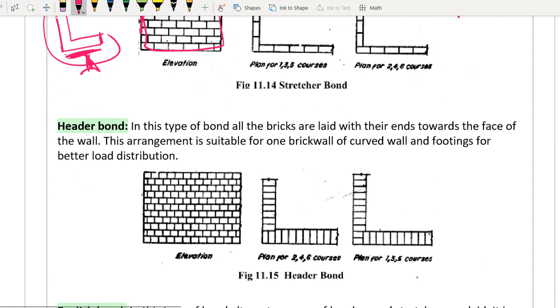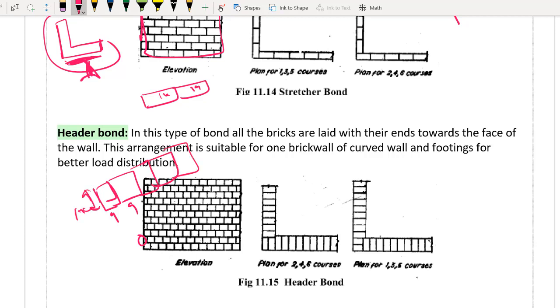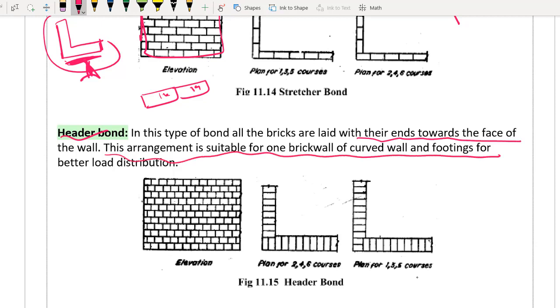Next is header bond. See, header bond is quite opposite. Here you have used it along the elevation, right? 19 19 19. So instead of that, use it in reverse direction. तो क्या हो जाएगा, आपका जो 9 सेंटीमीटर वाला एंड आ गया ना, that 9 centimeter end will now be contributing to the face of the wall. The thing which you are seeing on the elevation side will be your 9 centimeter wall. So this will be your 19 centimeter. Okay? So the wall whichever you are getting, now I am calling it as header bond. In this type of bond, all the bricks are laid with their ends towards the face of the wall. This arrangement is suitable for one brick curved wall and footing for better load distribution.